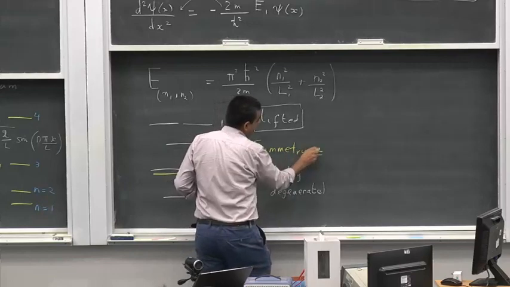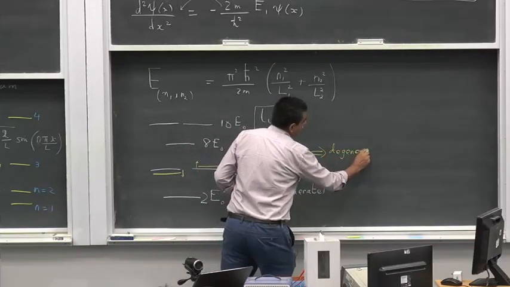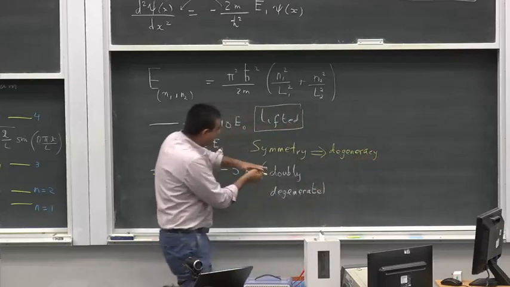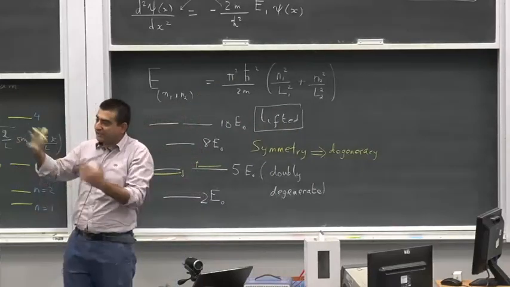implies degeneracy. And if I break the symmetry, which means I make a rectangular well instead of a square well, the degeneracy is lifted.